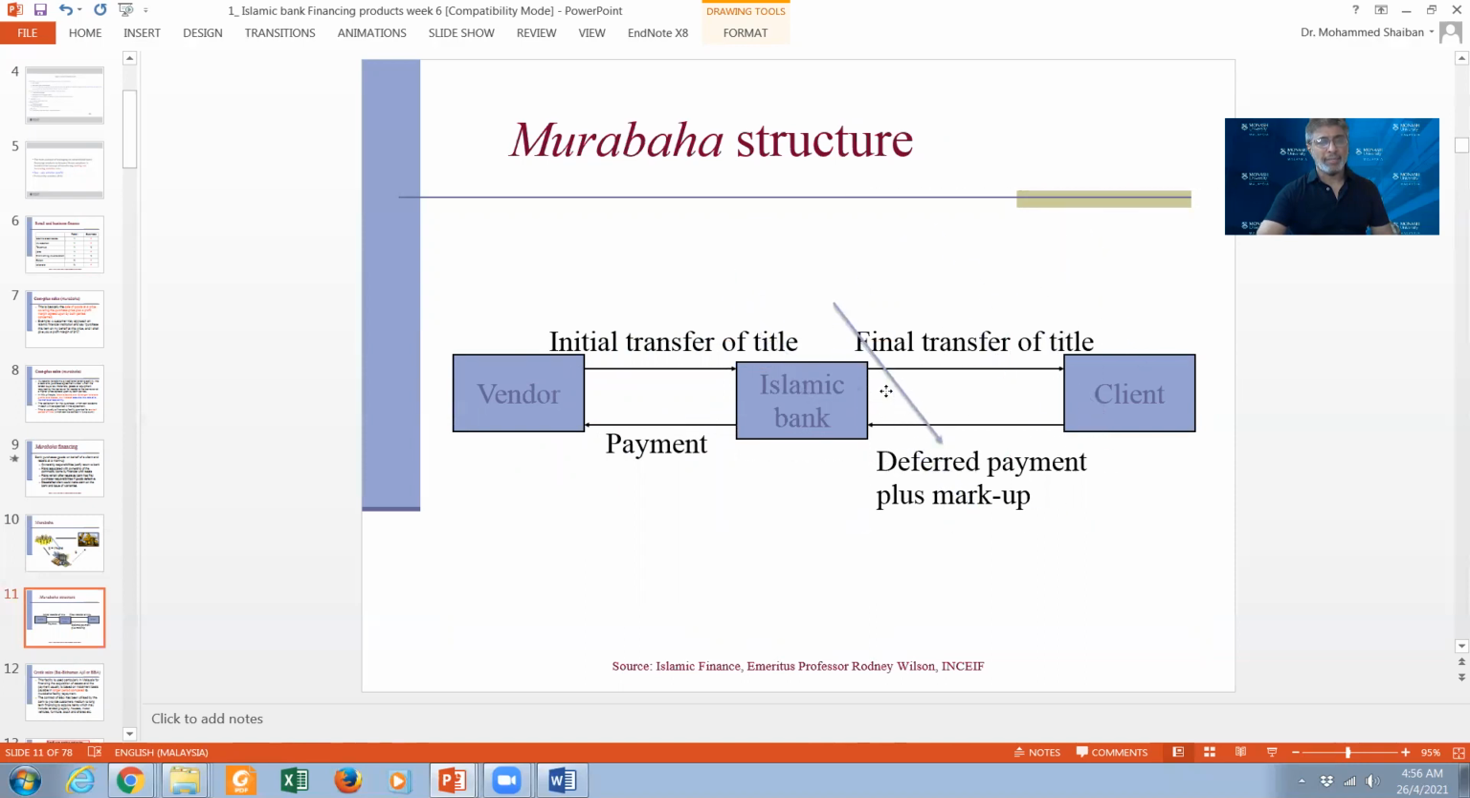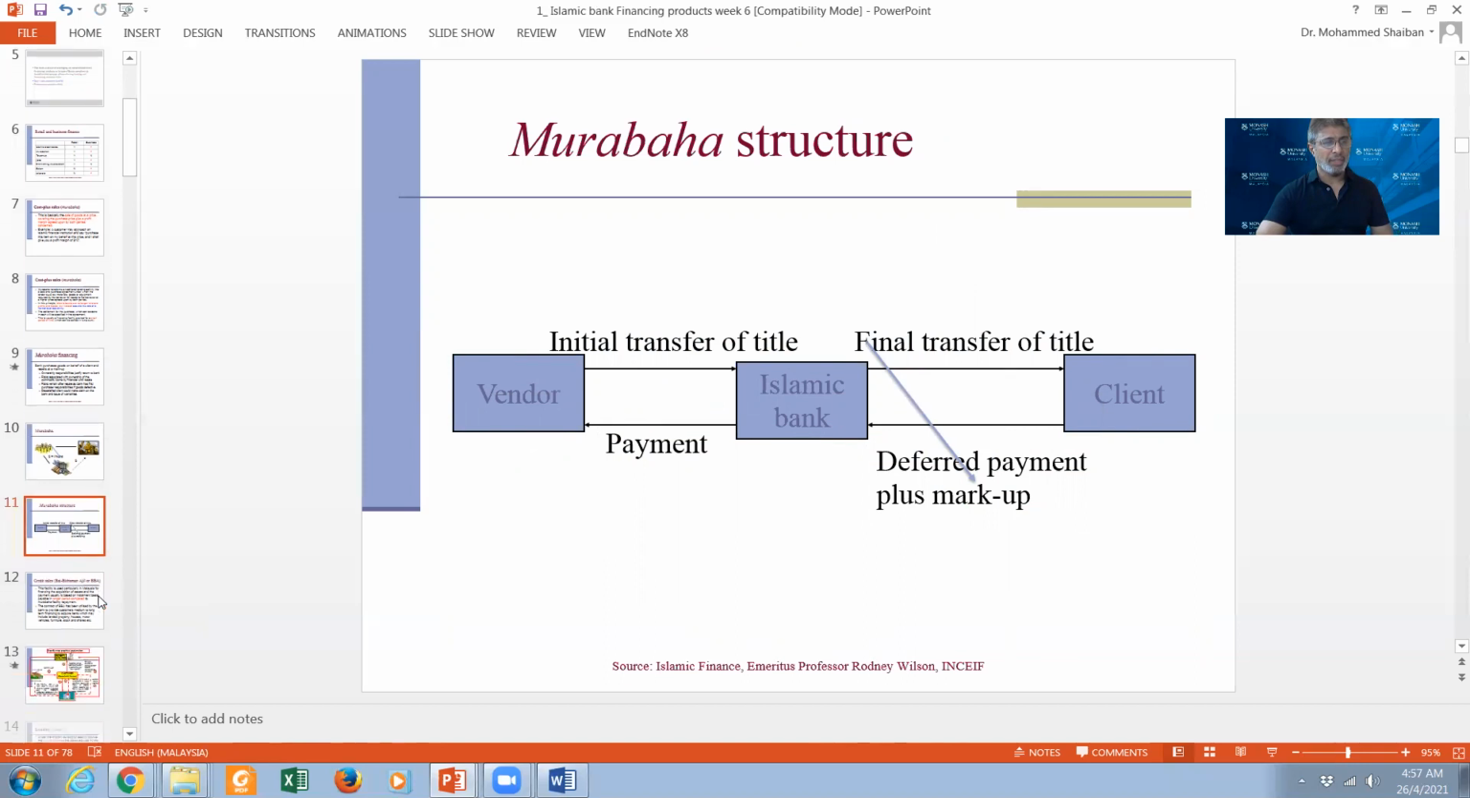The client will pay in a deferred sale. This is a spot payment, and this is our spot sale. This is actually deferred payments, but it will be with the profit. We are done with this facility. Let's go to the next one.